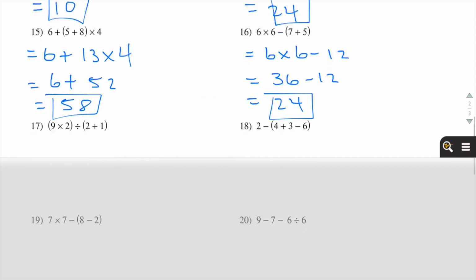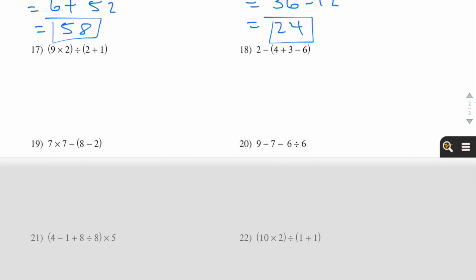Okay, number 17. In parentheses, 9 times 2, divided by, in parentheses, 2 plus 1. We have two parentheses, so we have to do them separately. We do the first parentheses, 9 times 2 gives us 18, divided by the second parentheses, which gives us 2 plus 1, which is 3. When we divide 18 by 3, we end up getting 6 as our final answer.